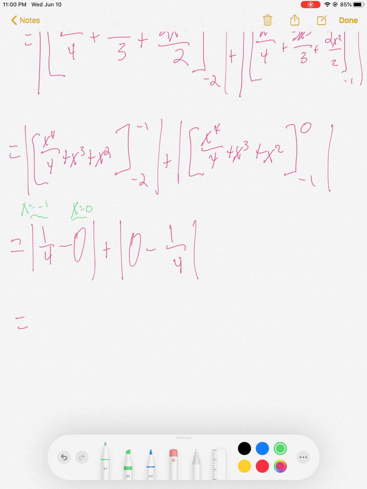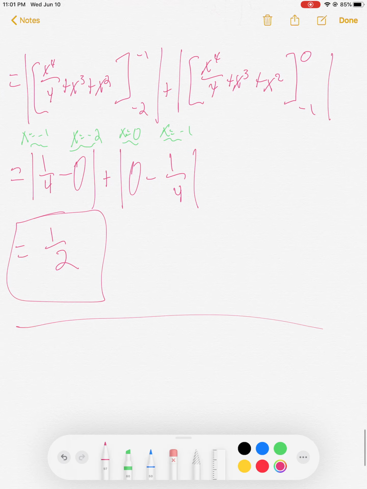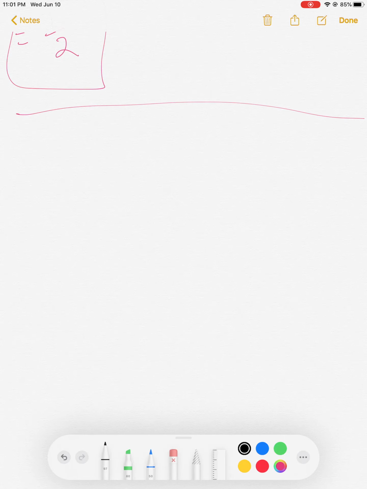Now, if I plug in 0, that's going to give me just a 0. And whenever I plug in -1, I already plugged in -1 and it gave me 1/4. So 0 minus 1/4. Okay, so let me indicate what I did here. This is x equals -2, this is x equals -1, this is x equals 0, and this is x equals -1 again. So whenever I add these two things up, I'm adding up 1/4 plus 1/4, and I get 1/2. Ta-da! Let's go. My math lab agrees with me.